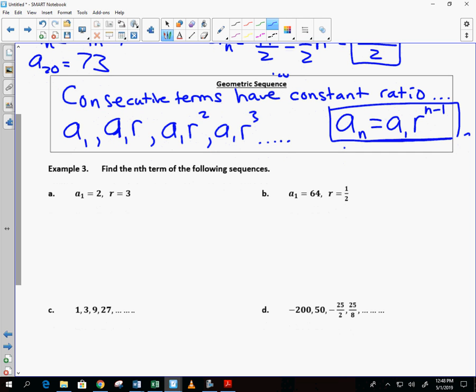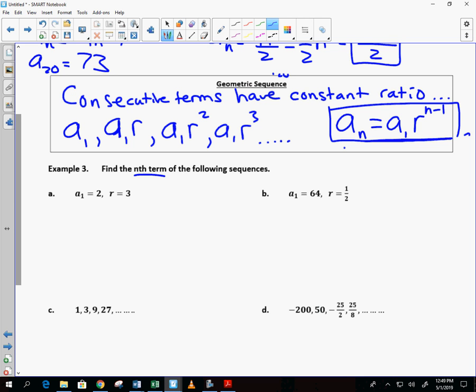So we start with the first term. For the second term, we multiply by a ratio r. The third term, we multiply by the ratio squared, then the ratio cubed, so on and so forth. So our formula is a sub n is equal to a sub 1 times r to the n minus 1 power. So it just says find the nth term. We won't worry about finding the 20th.